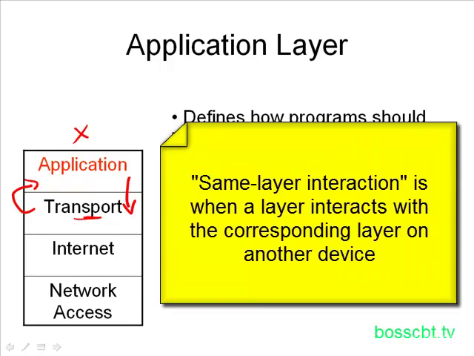So the transport layer has to interact with the internet layer, and the internet layer is considered the layer that supports or services the transport layer. And that also holds true going all the way down to the network access layer and it servicing the internet layer.